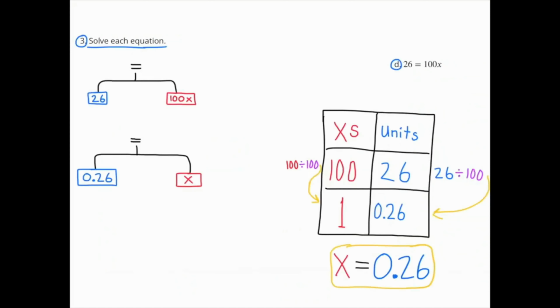D. 26 equals 100x. Again, in the table, I have the x's on the left and the units on the right. 100 x's divided by 100 equals 1x. I also have to divide the units by 100. 26 divided by 100 equals 26 hundredths. X equals 26 hundredths. I also represent this on the left with a hanger. 26 units is in balance with 100 x's. And below it, 26 hundredth units is in balance with 1x, so x equals 26 hundredths.